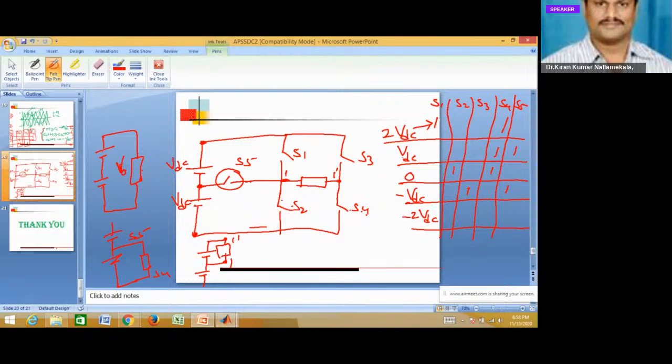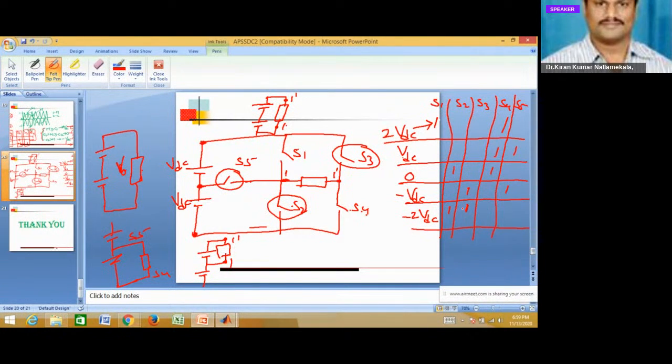Similarly, for minus 2 VDC, you have to turn on S2 and S3. Then the equivalent circuit looks like this. This is VDC and this is VDC. 1 dash is connected to top and 1 is connected to bottom. So minus 2 VDC is applied. So for minus 2 VDC, we are turning on S2 and S3. This is S2 and this is S3. Okay.